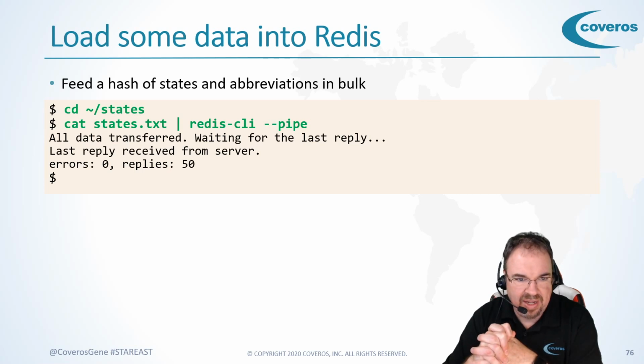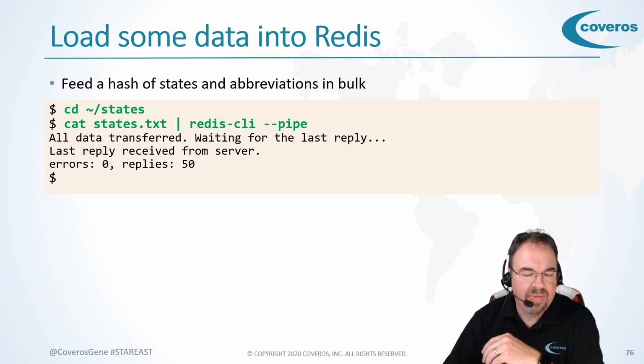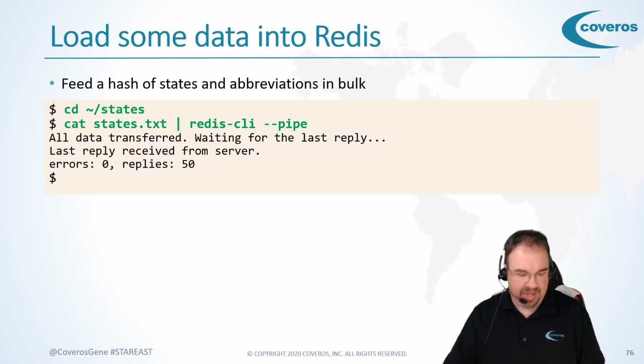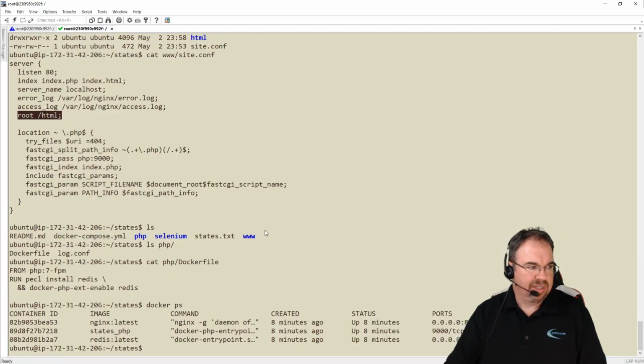That states.txt file is just a list of Redis commands. So we're going to feed it through this Redis CLI, which stands for command line interface, with pipe. We're going to pipe it in to load some data into the Redis database, because we just stood up Redis, but we didn't put anything in it yet. So let's go ahead and do that.